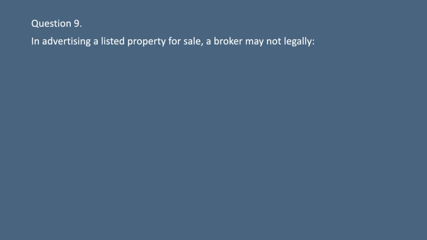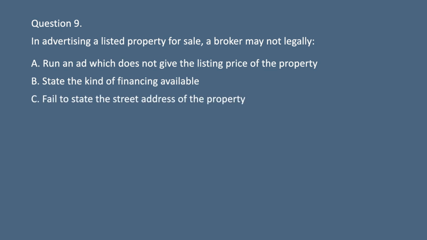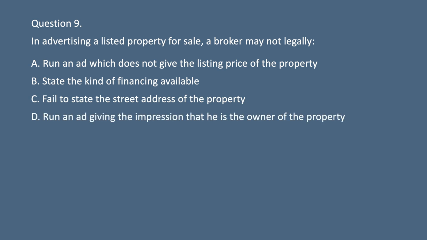Question 9. In advertising a listed property for sale, a broker may not legally A. Run an ad which does not give the listing price of the property. B. State the kind of financing available. C. Fail to state the street address of the property. D. Run an ad giving the impression that he is the owner of the property.